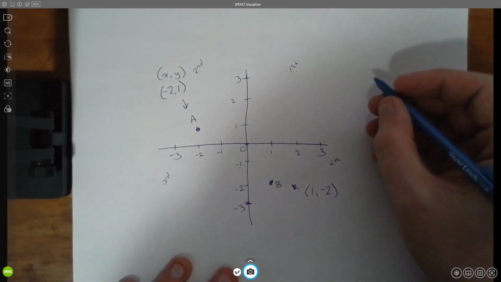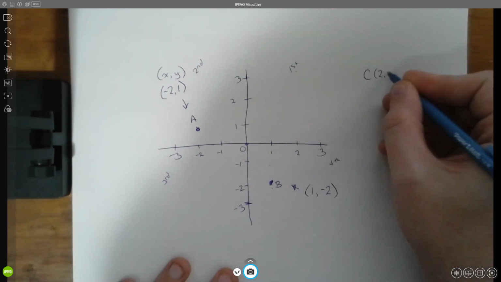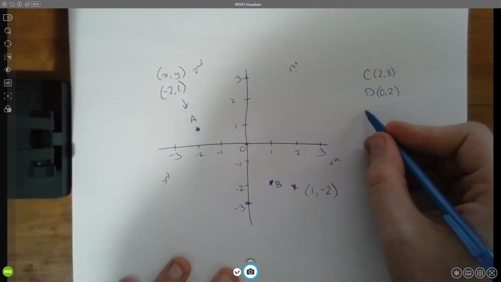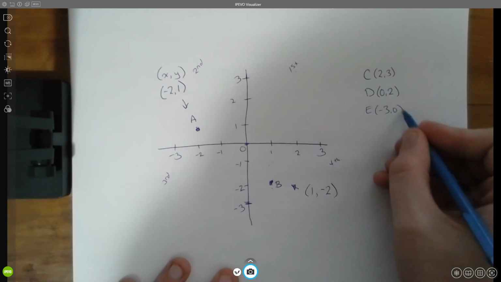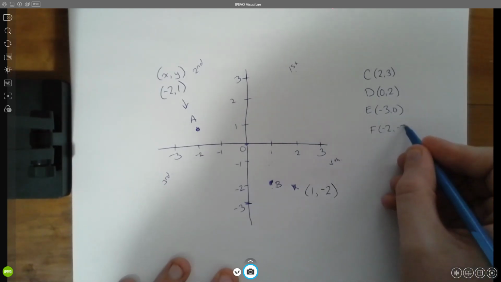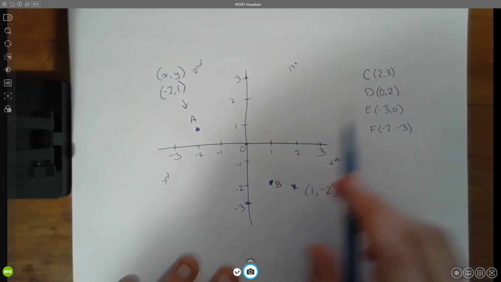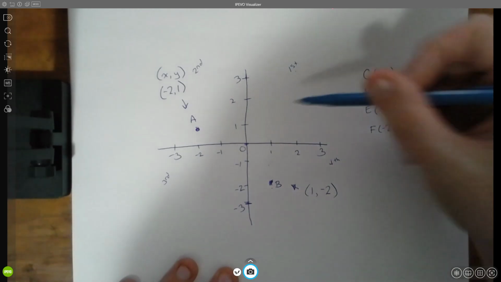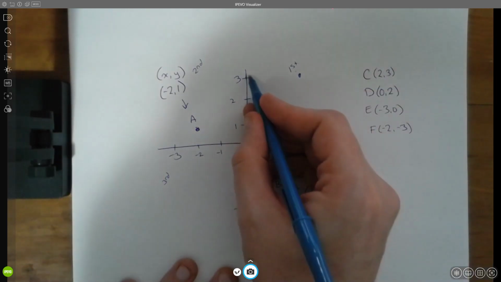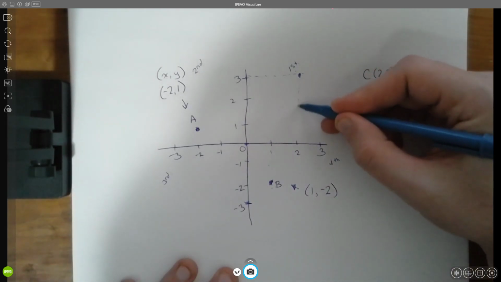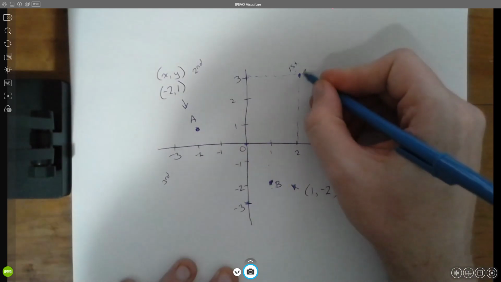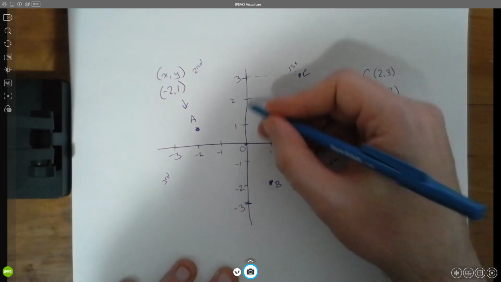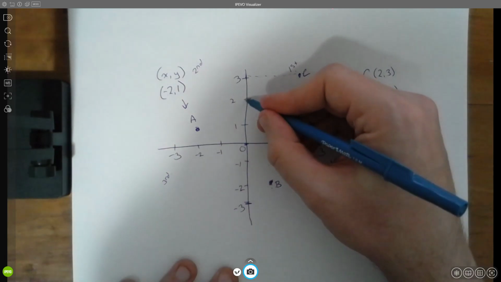Our next question asks us to plot the points C at 2, 3, D at 0, 2, E at -3 and 0, and F at -2 and -3. So let's start with C, 2 and 3. So 2 on our X, 1, 2 on our X, and then 3 on our Y. 1, 2, 3 means those line up perfectly right here. So if you were to make a dotted line, you'd see it's on the 3, and that connects with the 2. So there's our point C. We can label that. D is at 0, which means we don't move left or right, and then up 2. So it's actually right on this line. So this is point D.